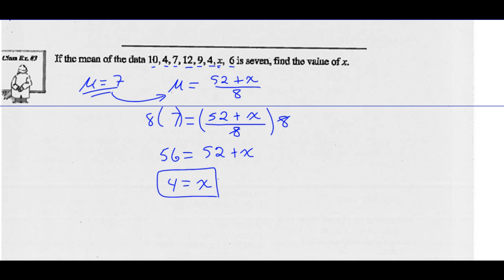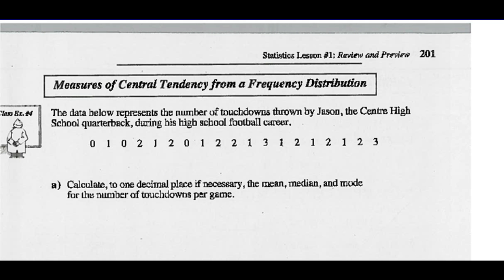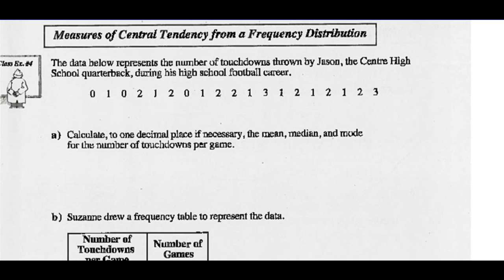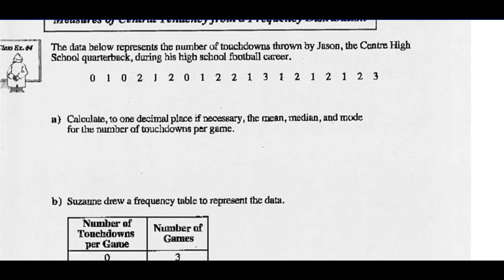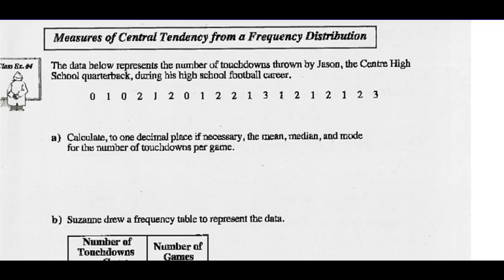Let's look at example 4. The data below represents the number of touchdowns thrown by Jason, the center high school quarterback, during his high school football career. Calculate to one decimal place, if necessary, the mean, median, and mode for the number of touchdowns per game.